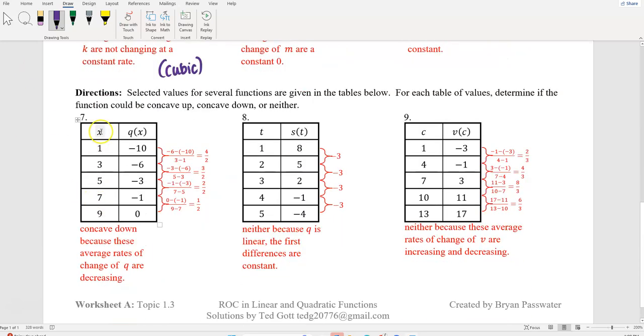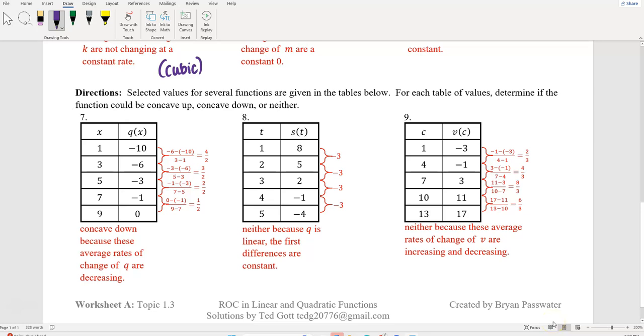For 7, that graph is going to be concave down. Again, he did the full slope. I wouldn't. I would shortcut that and just look at the differences because you have equal length input intervals, right? For 8, that's neither because the function is linear, right? So you don't have concavity whenever the function is linear. And for 9, that one is neither.